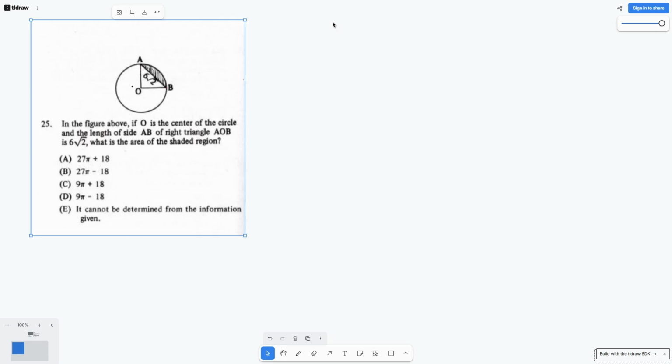It says the following. In the figure above, if O is the center of the circle and the length of side AB of right triangle AOB is 6 square roots of 2, what is the area of the shaded region?